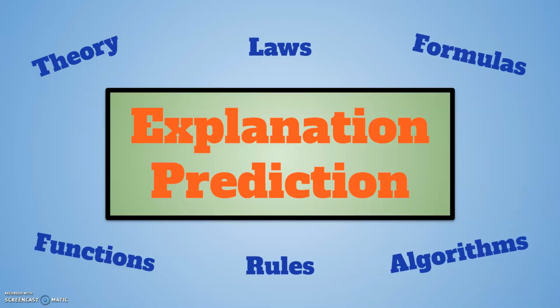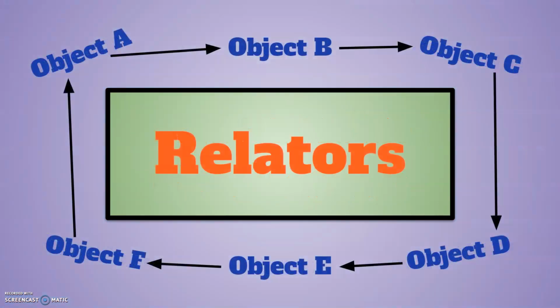The tools used for explanation and prediction are known by many names, including theories, laws, rules, formulas, functions, algorithms, etc. These tools, which I will call relators, tend to vary in appearance, but serve the same purpose: to show certain types of relationships between a certain set of objects.